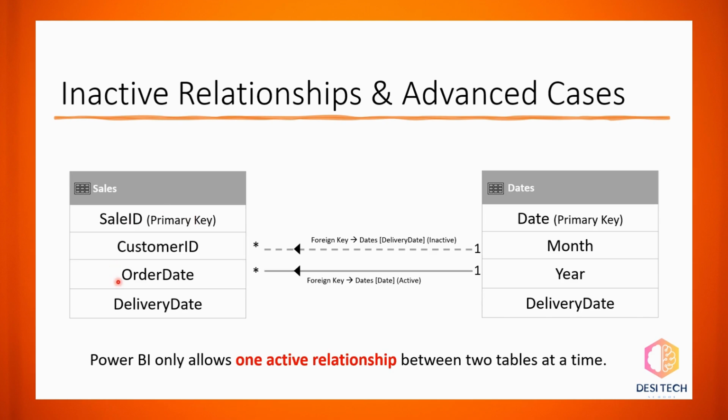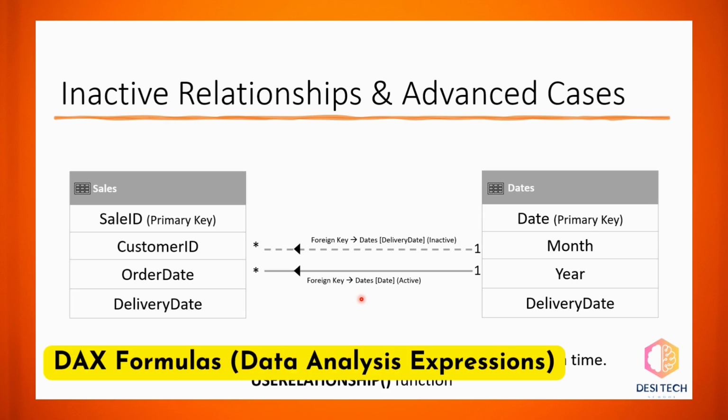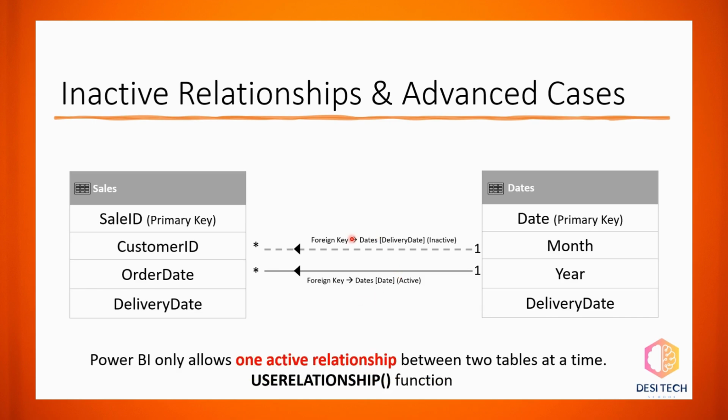In Power BI, we use the USERELATIONSHIP function in DAX to temporarily activate the secondary road. So remember, you can connect both dates, but only one works actively by default. And you need DAX expressions, or Data Analysis Expressions, to use the other one. This gives you flexibility and control in your data model without causing confusion or calculation errors. I will create another video explaining the Data Analysis Expressions, also known as DAX.